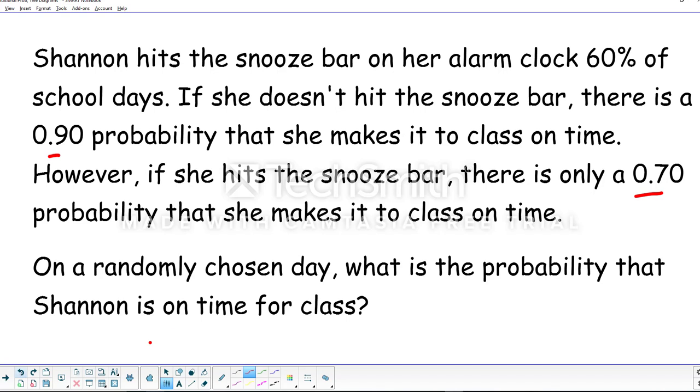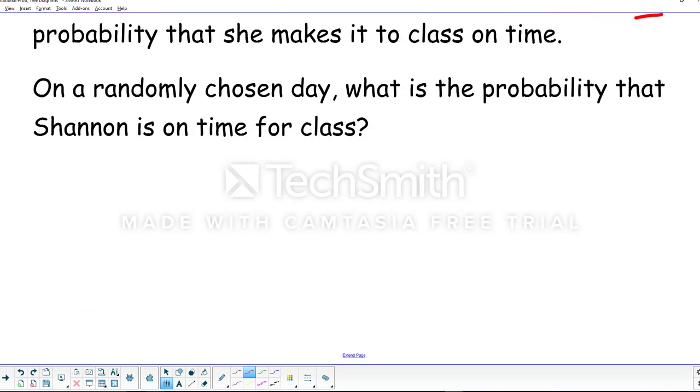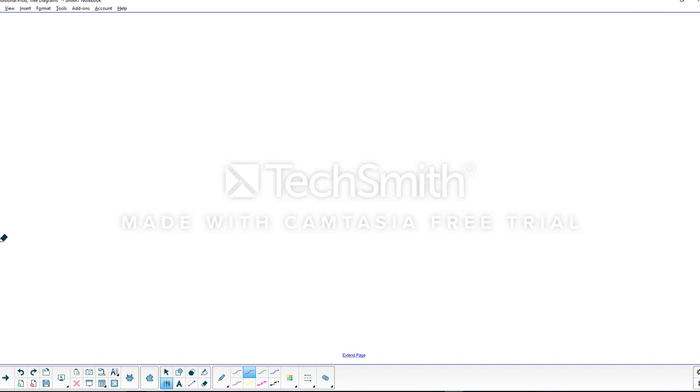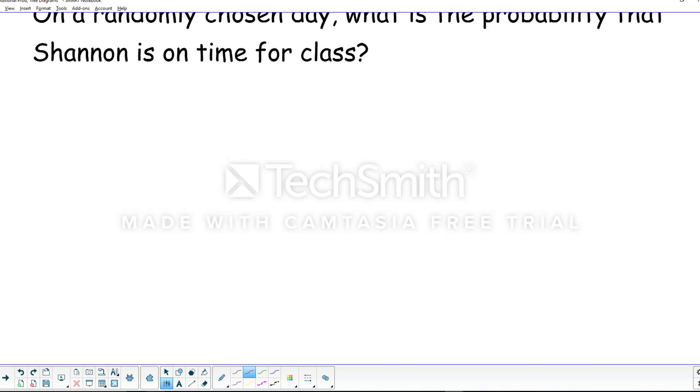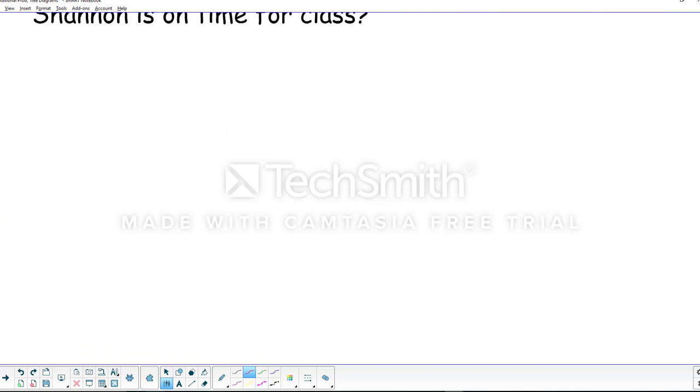So let's get rid of that and think about this in a more logical way, right? We've got two essential variables that are happening. She hits the snooze or she doesn't, then she makes it to class on time or she doesn't. So in that case, we want to break this apart because this does follow a logical sequence, right? And so what happens first? Her being on time or her hitting the snooze? Well, first thing that happens, she wakes up and she either hits the snooze or she does not.